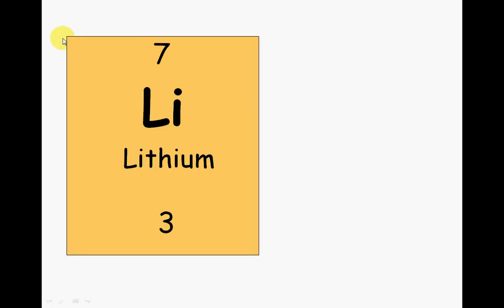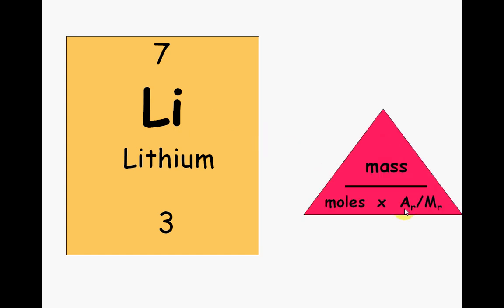Now if you have a look at your periodic table, you'll see you've got 2 numbers, you've got 7 and 3 for lithium. Now when you take the relative atomic mass, it'll be the bigger number. You always take the large number of the 2. So if you look, for example, at oxygen, you should see you've got 2 numbers again. You've got 16 and 8. So the relative atomic mass for oxygen is 16.